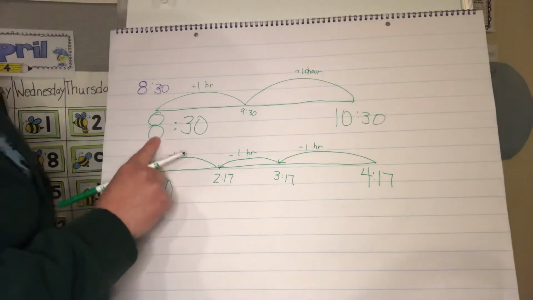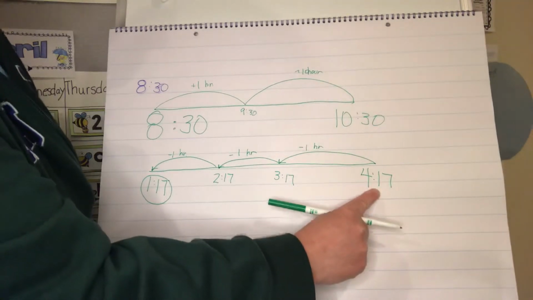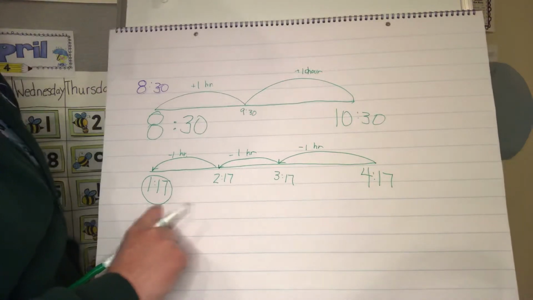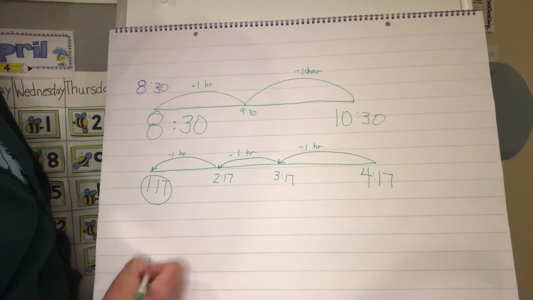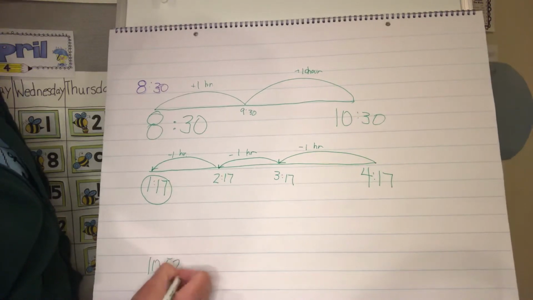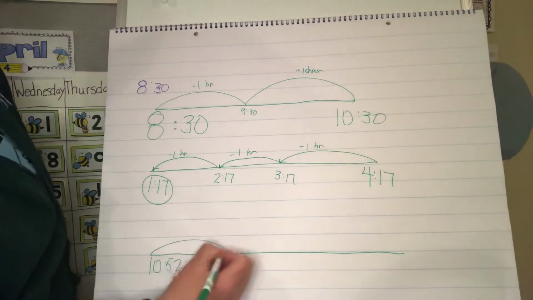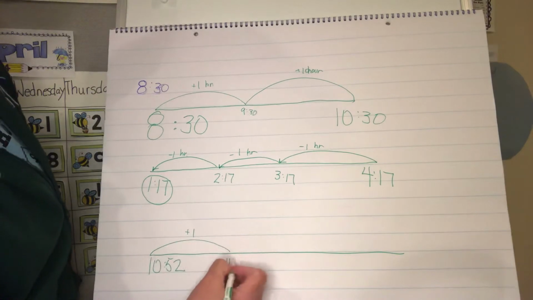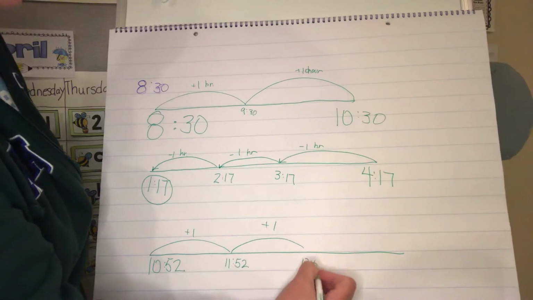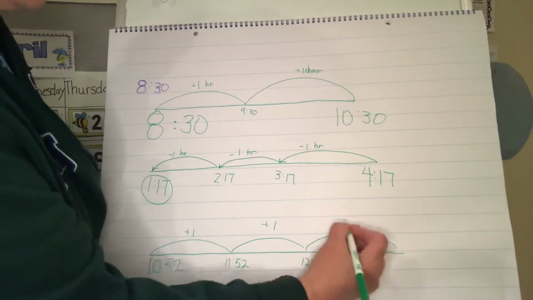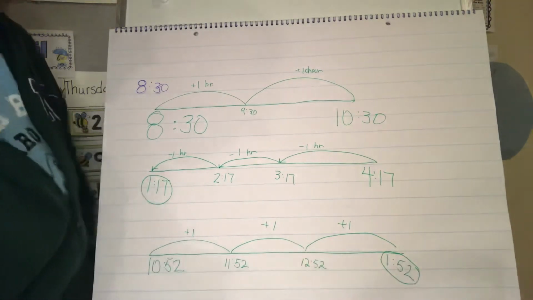So sometimes you know the beginning time and the ending time. Sometimes you know the ending time, but not the beginning time. And sometimes you know the beginning time, let's say 10:52, and I was gone for 3 hours. 10:52 plus 1 hour is 11:52 plus another hour is 12:52 plus another hour is 1:52. So what time did I get back?